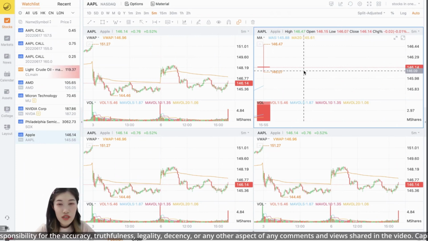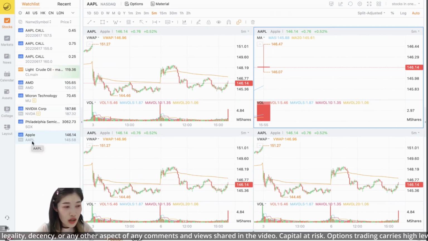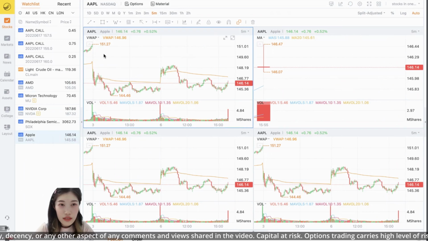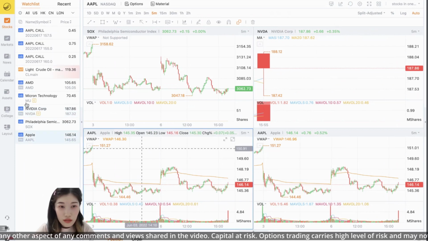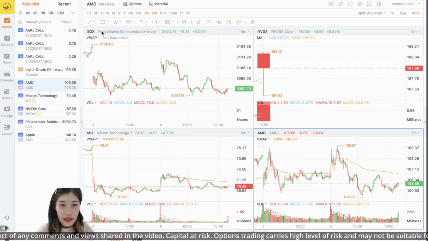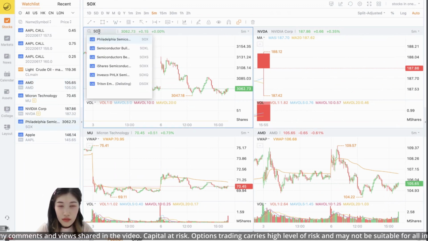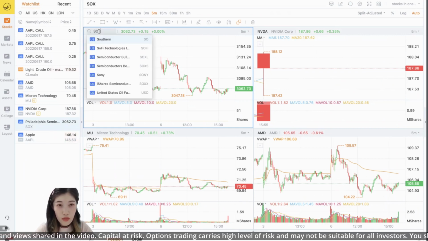Now, suppose I am interested in the semicon industry these days, and I've been following the SOX, which is the Philadelphia Semicon Index, and some constituent stocks such as AMD, NVIDIA, and Micron Technology. Now, to add these stocks to the new layout, you can either click on the stocks in your watch list, or you can hover over and click edit on the symbols, which turns into a search box, and you can type in the stocks you want here.